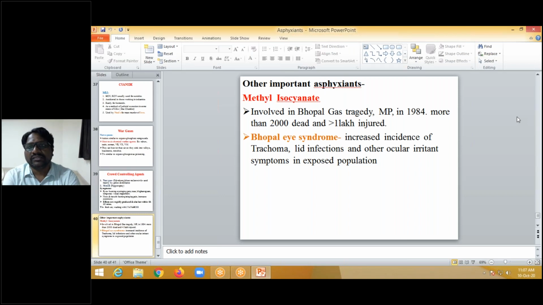This is a historical incident, and you have to know Bhopal eye syndrome: an increased incidence of trachoma and other ocular-related symptoms in the exposed population. So for methyl isocyanate, you have to remember the Bhopal gas tragedy in 84. What is the gas that is released in that accident?